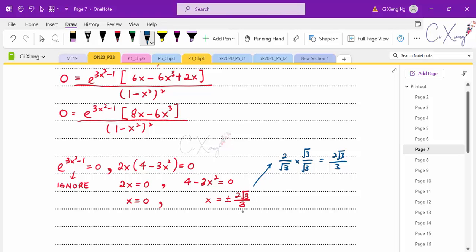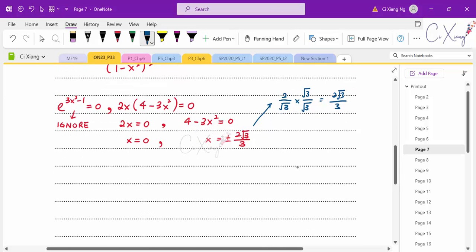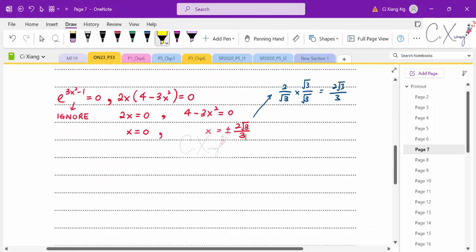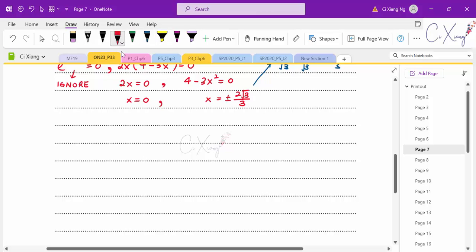Then after that, they are asking for the exact coordinates. That means besides the value for x, I also want to get the values of y. How to get the value of y? We go back to the original equation, and I can get y by using this original equation. Now I have 3 values of x: this one, and the other 2 values here.